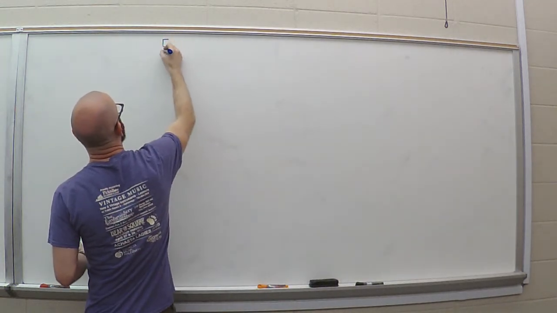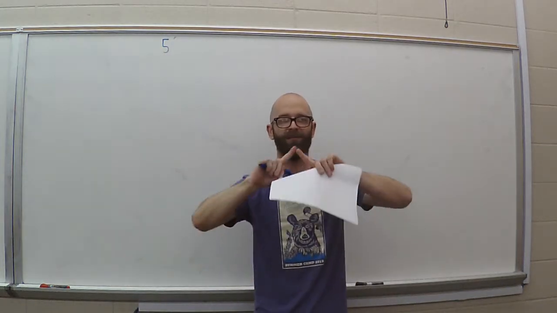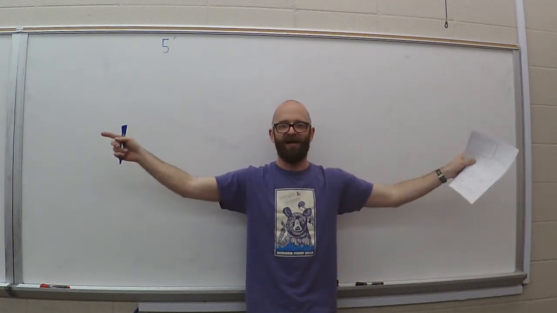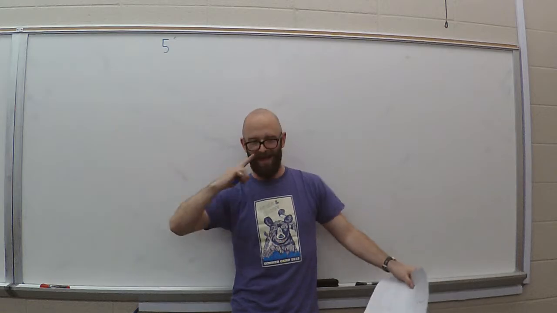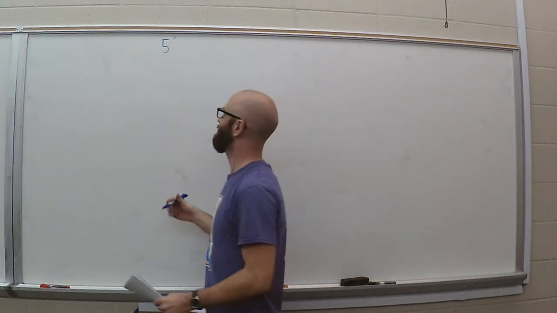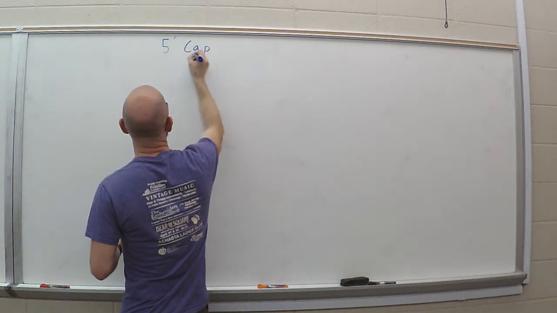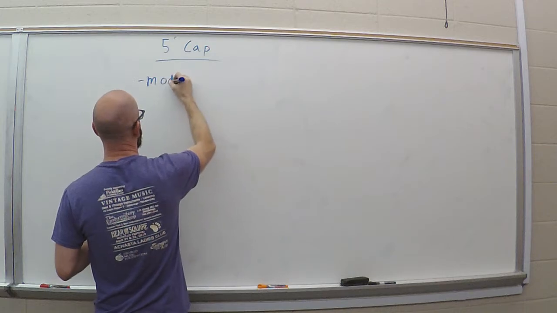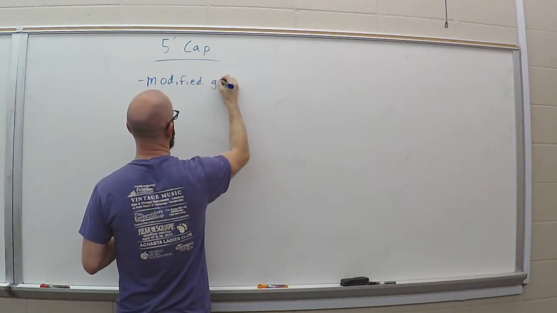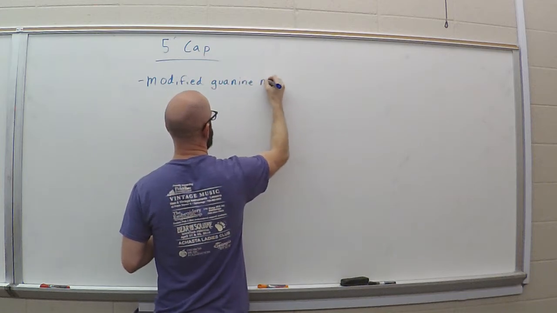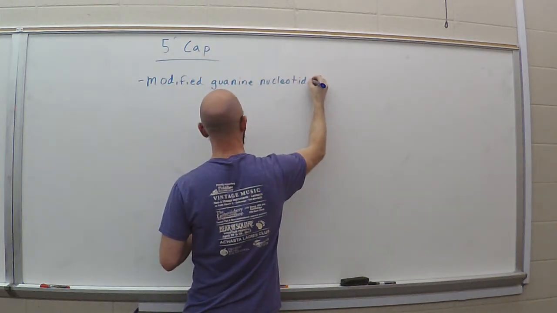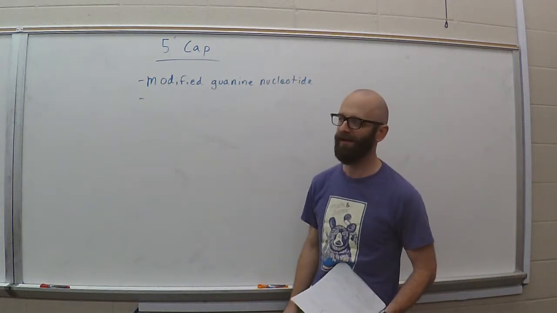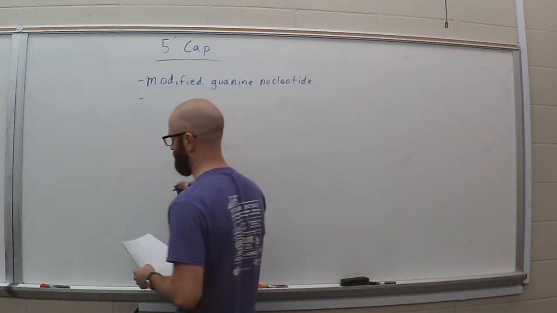The other two mRNA modifications happen at either end of the mRNA strand. So at the 5' end, you've got a 5' cap, and at the 3' end, there's a poly A tail. So the 5' cap is just a modified guanine nucleotide. And what that does is it protects the RNA strand from degradation.